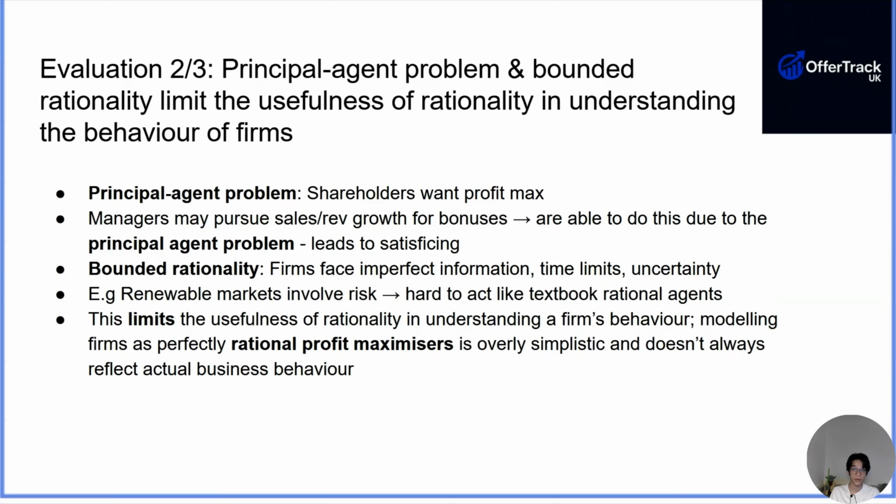Second, we've also got the issue of bounded rationality. That's where decision makers are limited by imperfect information, time, or even cognitive biases. Firms entering, for example, the renewable energy market don't always know what the future holds. There's uncertainty around policy changes, consumer demand, and technological advances. So even if they want to make the best decision, they might not have all the facts. That weakens the idea that firms always act like textbook rational actors.